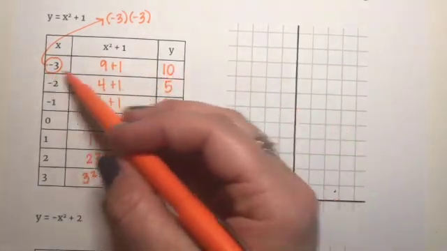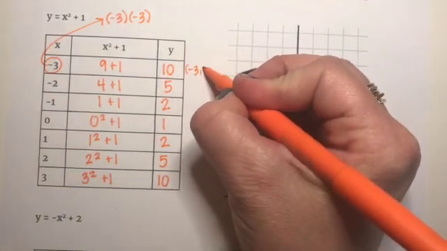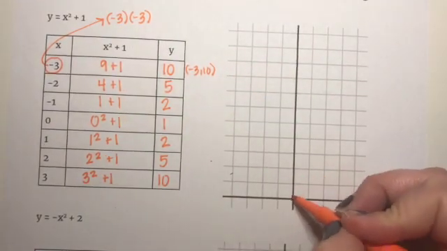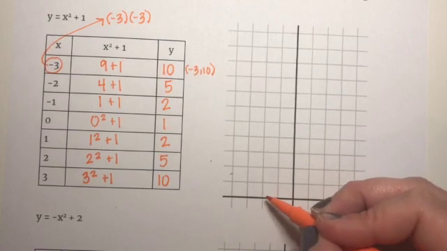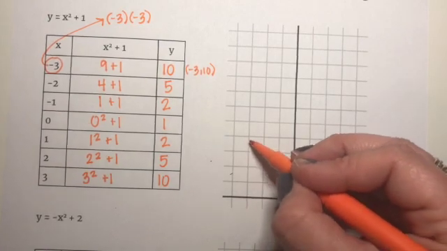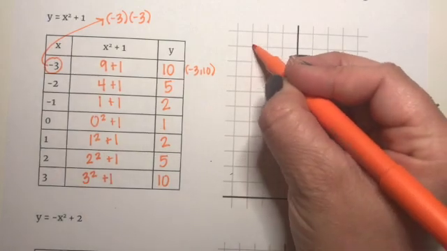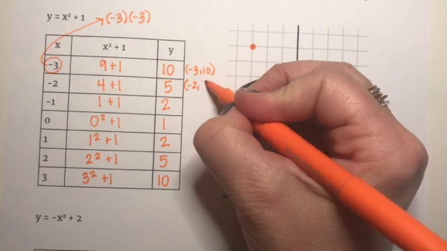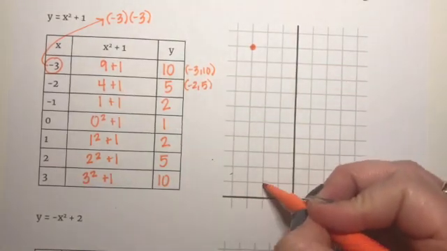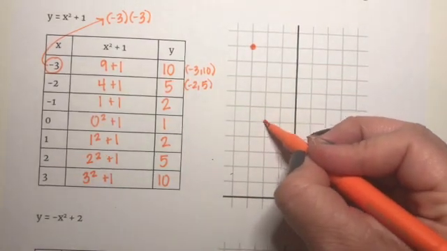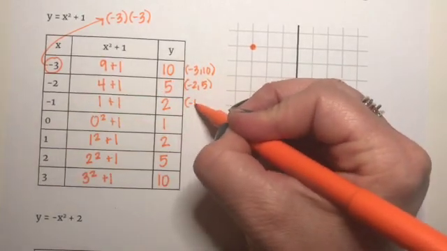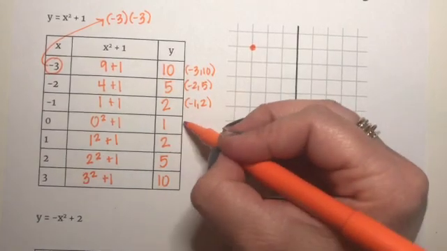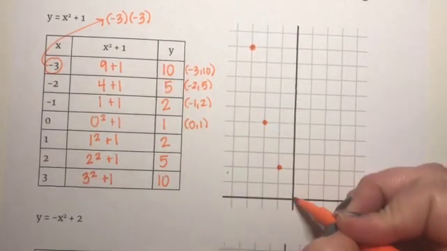So now I'm going to graph this ordered pair, negative 3, 10. You don't have to write out the ordered pairs. I'm just showing you where I'm getting it. Okay, so these are obviously my axes. So I'm going to come over here to negative 3 and up 1, 2, 3, 4, 5, 6, 7, 8, 9, 10, and do a dot. Then I have negative 2, 5. So negative 2, 1, 2, 3, 4, 5. Then I have negative 1, 2, and then I have 0, 1.